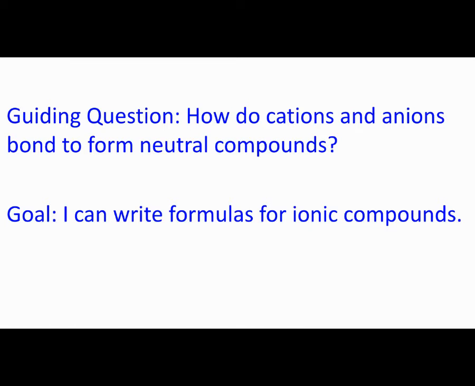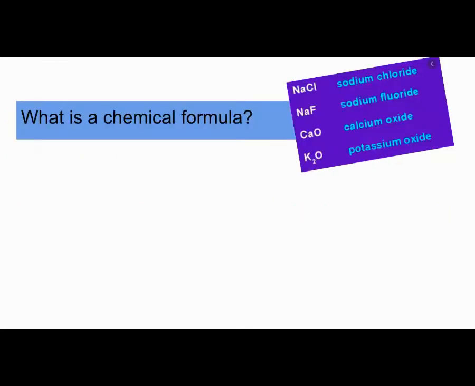So our guiding question: how do cations and anions bond to form neutral compounds? And our goal for this lesson is for you to write formulas for ionic compounds. What is a chemical formula? Well, it's those letters that show which atoms are bonded together. You can see up here NaCl is a chemical formula, NaF, CaO, and K2O. Those are all different types of chemical formulas.